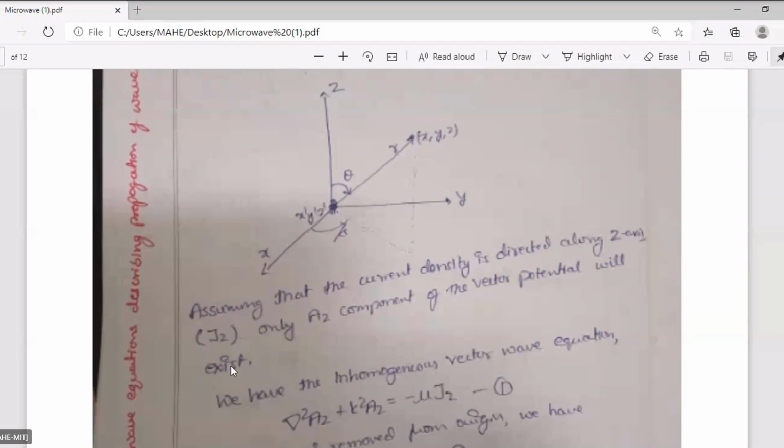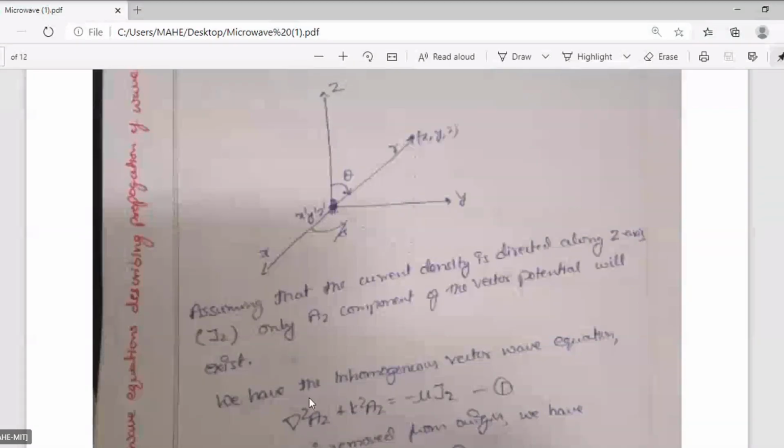Why will only the Az component of the vector potential exist? Because you know the equation: del square A plus k square A is equal to minus mu J. When the right hand side has only a Z component, the left hand side also should have only a Z component.